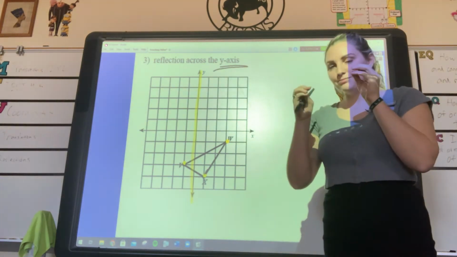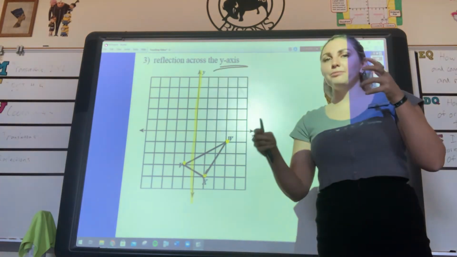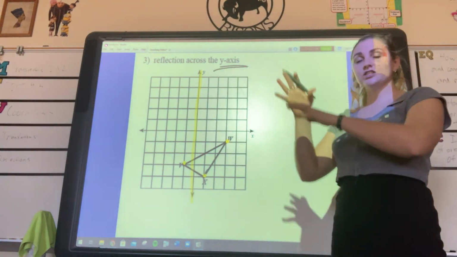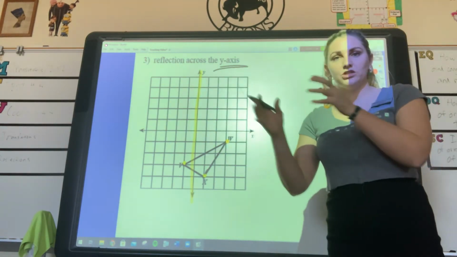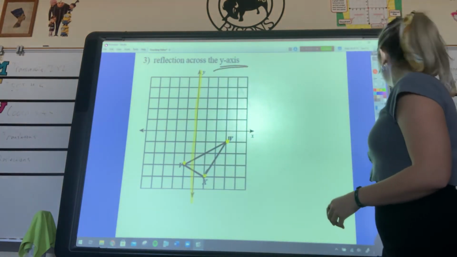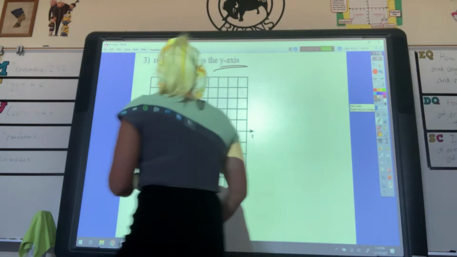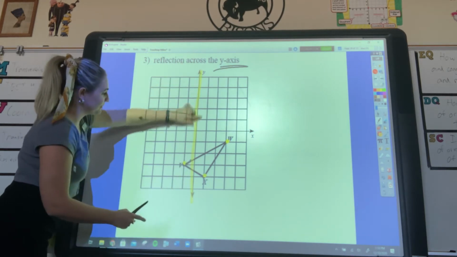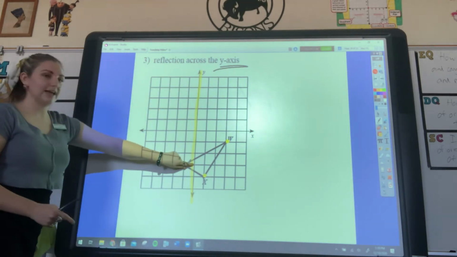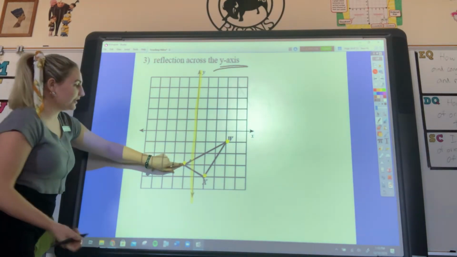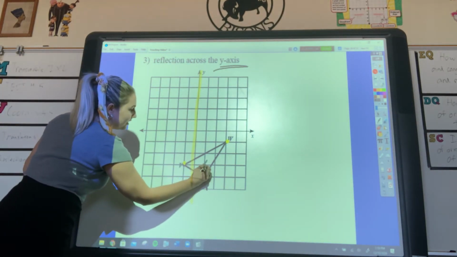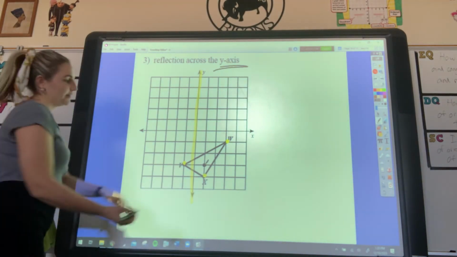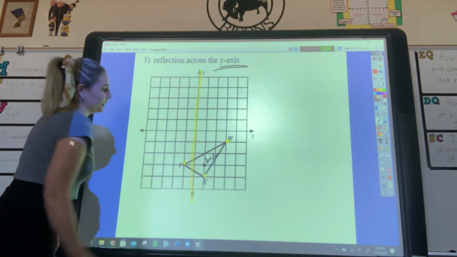I'm saying reflecting the points because I like to do them point by point because it's hard for me to look at it all at one time. So I just reflect each point one at a time, and then I can redraw my shape at the end. So I'll take my V, and I'm going to reflect it over the y-axis, my yellow line. If I'm 1 away from my y-axis on the left side, I need to be 1 away from my y-axis on the other side. So now it's no longer V, but V prime.